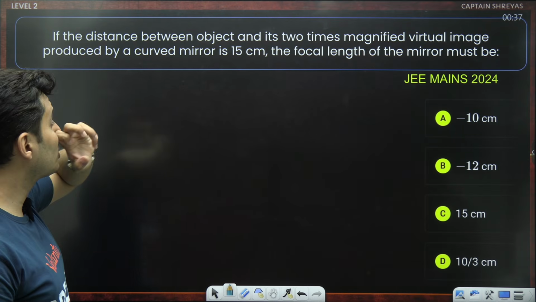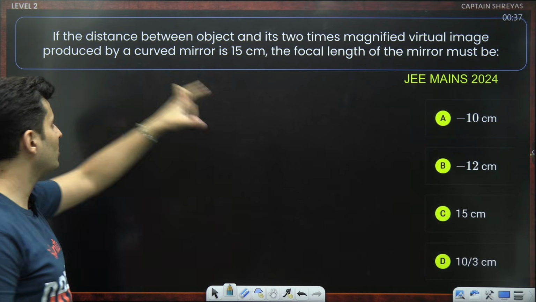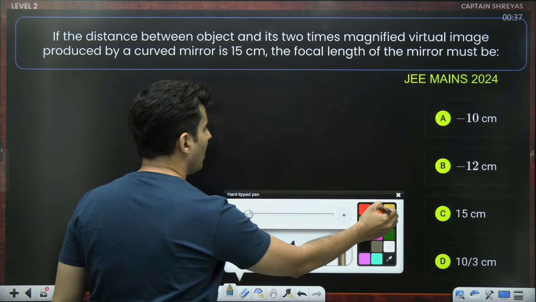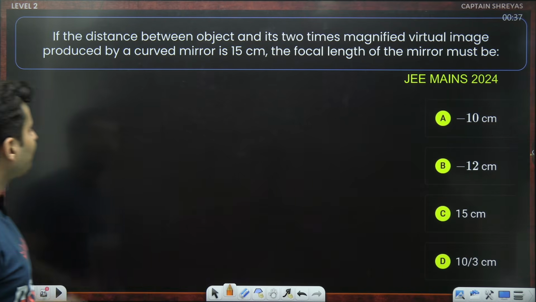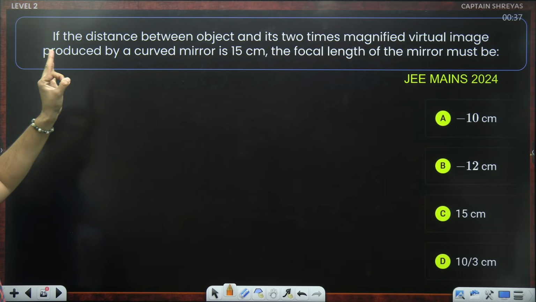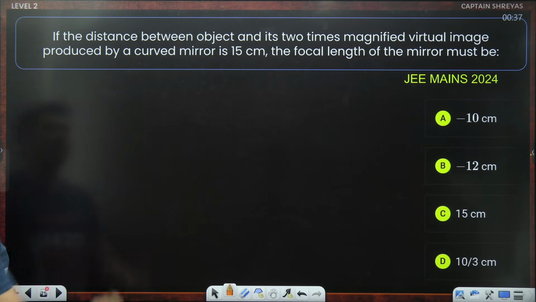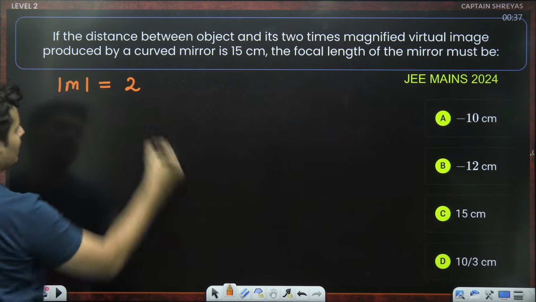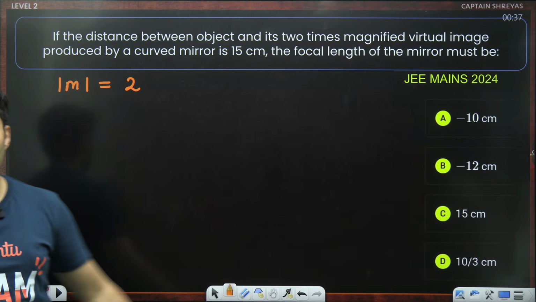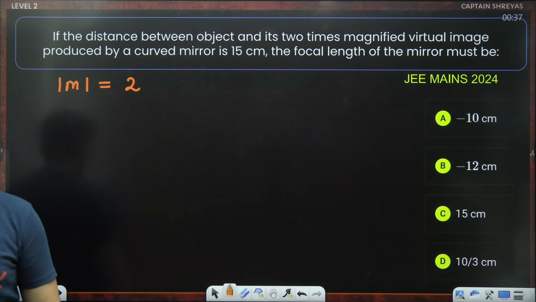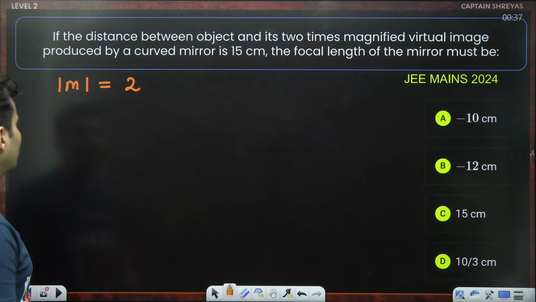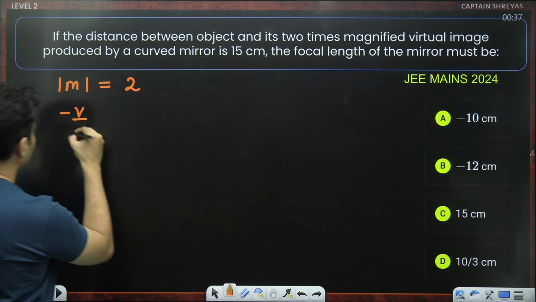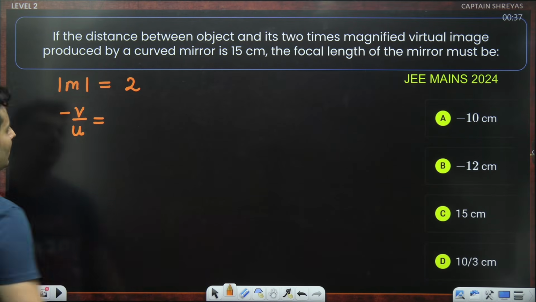Distance between object and its 2 times magnified virtual image produced by a mirror is 15. The focal length must be how much? First of all, the magnified image means the magnification is 2 times. It's a mirror. The magnification formula is nothing but minus V by U.